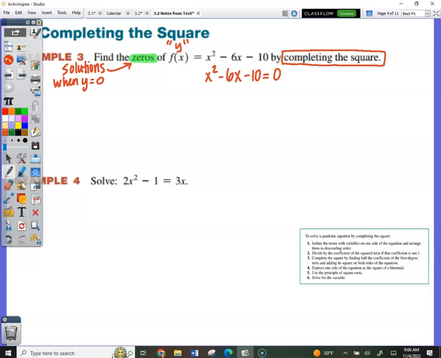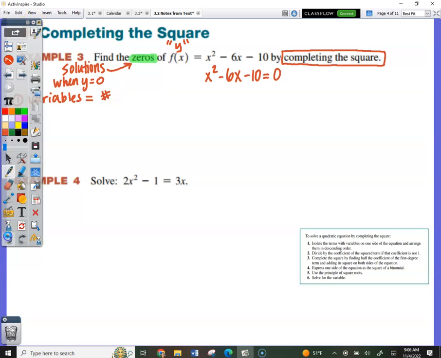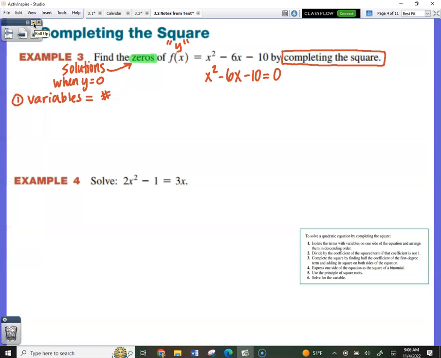The first step to completing the square is you need the variables on one side and any constants on the other. So I'm going to make a note right here. Step 1, variables equals number. Actually, it's just a number, single. You should be able to combine them. So you need the variables on one side and a number on the other.